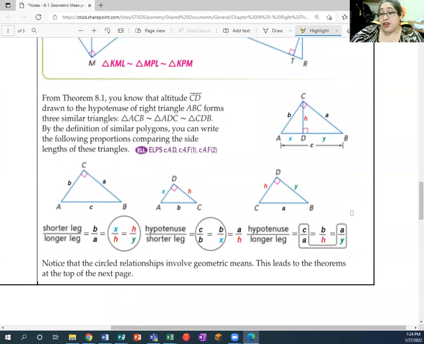Now, this is all well and good. And what is this useful for? Well, when we combine theorem 8.1, which allows me to see which parts are going to be similar to which other parts, this is going to give us some formulas that we can use to help us calculate missing side lengths. It's all based on proportions and the geometric mean.